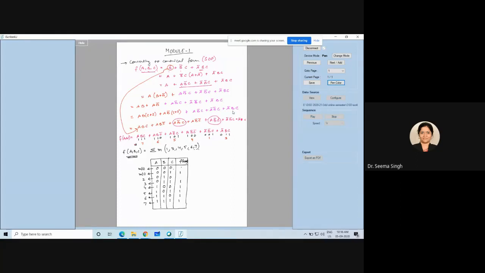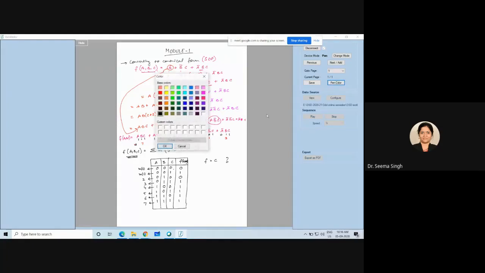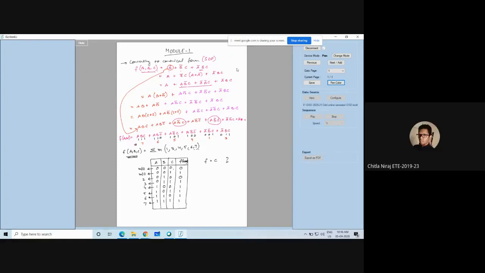So for 0, it will be a 0. For 2 also, it will be a 0. Do you understand this? This is the meaning of this expression. Now, I want you people to see some simplification. Can I say F equal to C? When can I say F equal to C?